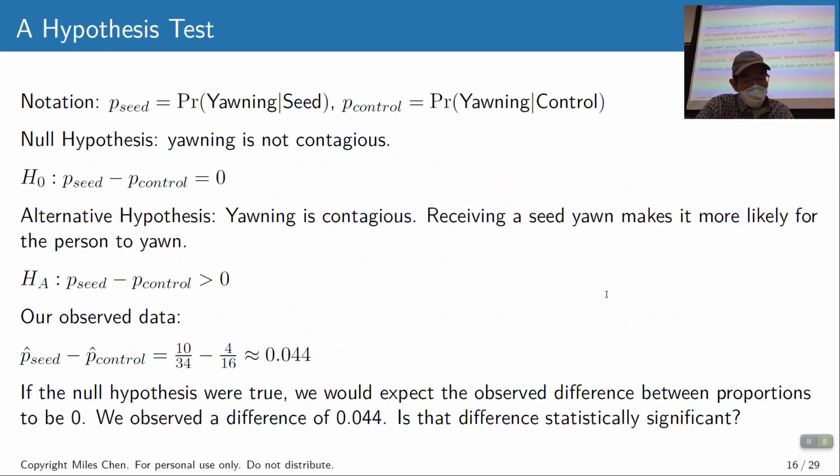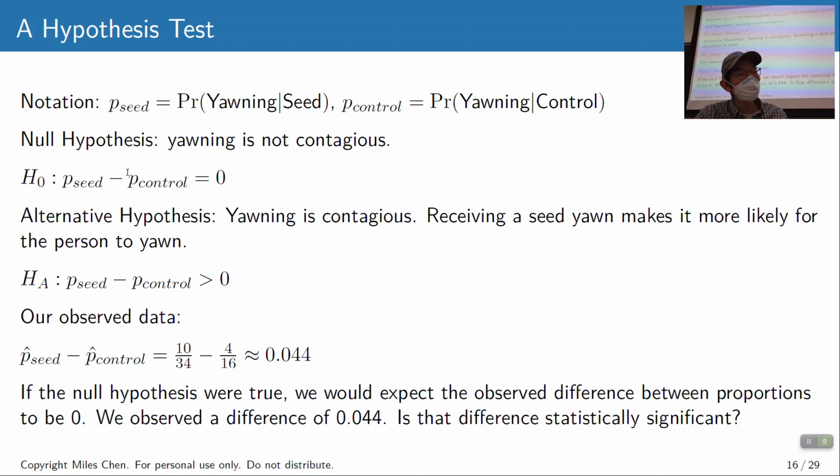So what I want to do is test if that's actually the case, all right? Just a bit of notation. We're going to set up a hypothesis test. Probability seed, this is going to be the probability that someone yawns if they see someone else yawn, if they're in the seed group. And then we have probability control. This is the probability someone yawns if they don't see anybody else yawn. That's going to be the control group.